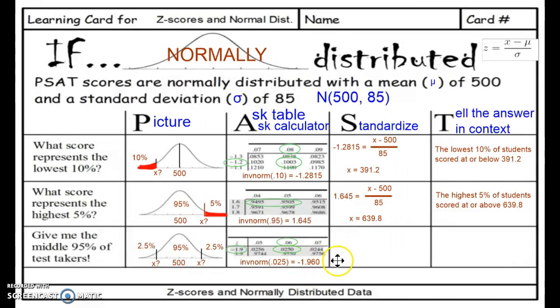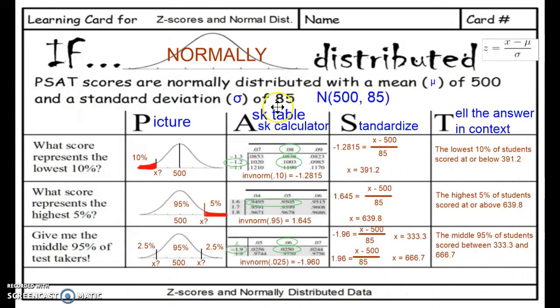So I'm going to solve two different equations to find my two different x values. In one, the z-score is going to be negative 1.96, and in the other, the z-score is going to be positive 1.96. You can see here that I've set up my two equations, and when I solve, I end up getting these two values. Writing my answer in context, the middle 95% of students scored between 333.3 and 666.7.